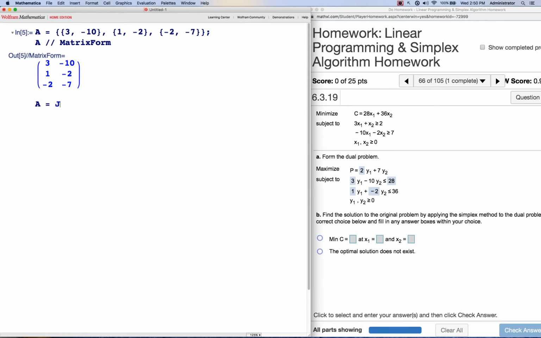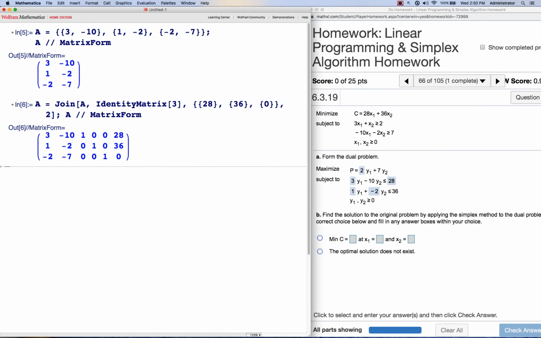So A is equal to join A, identity matrix 3, and then 28, 36, 0. And don't forget the number 2, because we're not just joining lists. We're joining matrices, which are nested lists. So you can't forget the number 2. Let's make sure it looks okay. Terrific. So this is very similar to what we did in the last section.